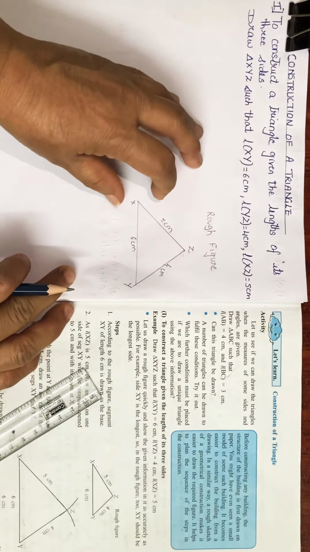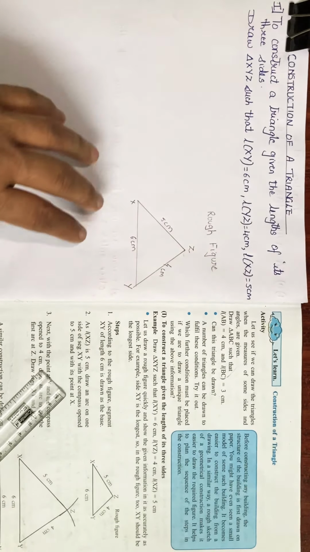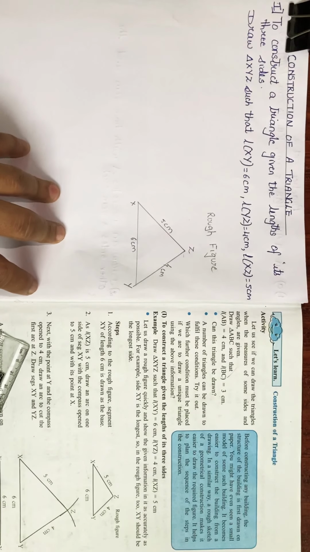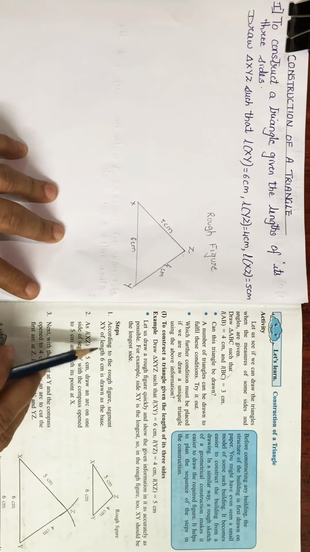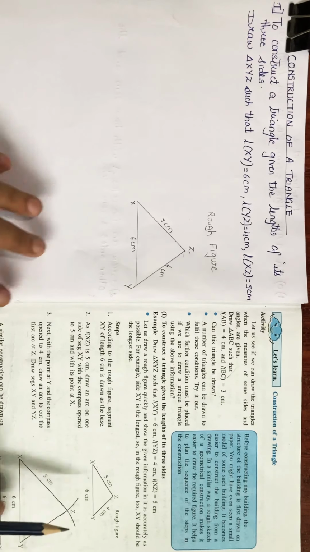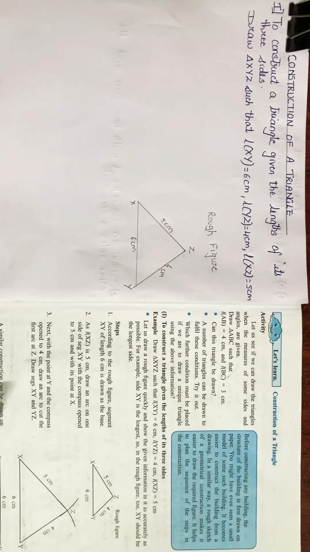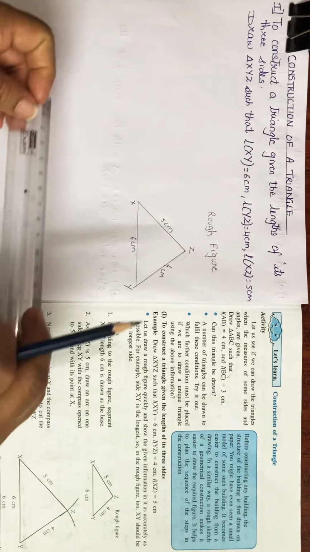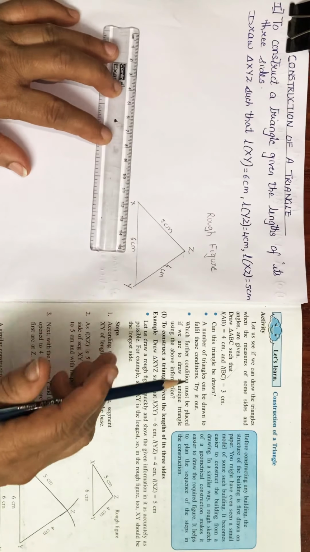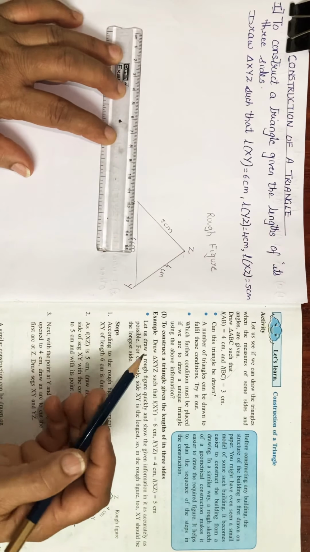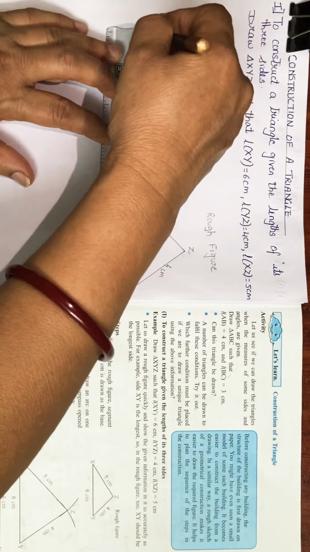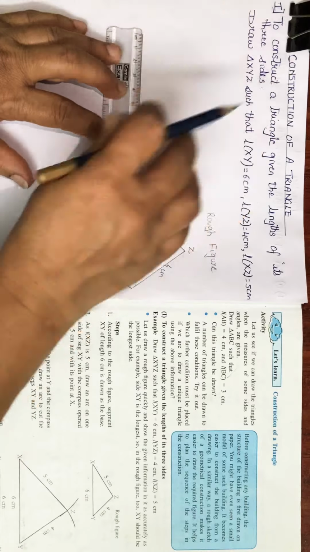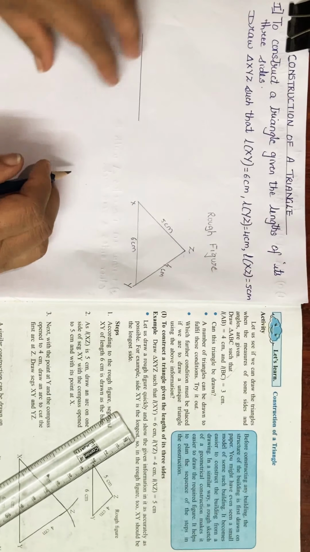So from the rough figure, you get an idea as to how to draw the final figure. Here, the steps are given which I have done just now. So now let us draw the final figure. Using the scale, we will first draw 6 centimeters as the base. From 0 we start and then we go up to 6 centimeters. So let's label this as X and Y.